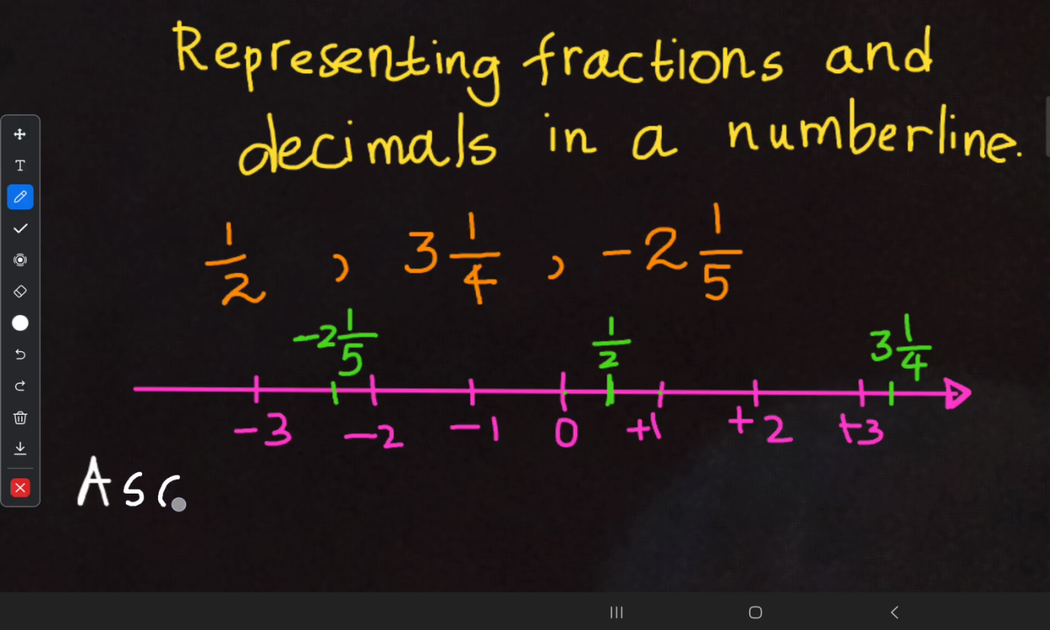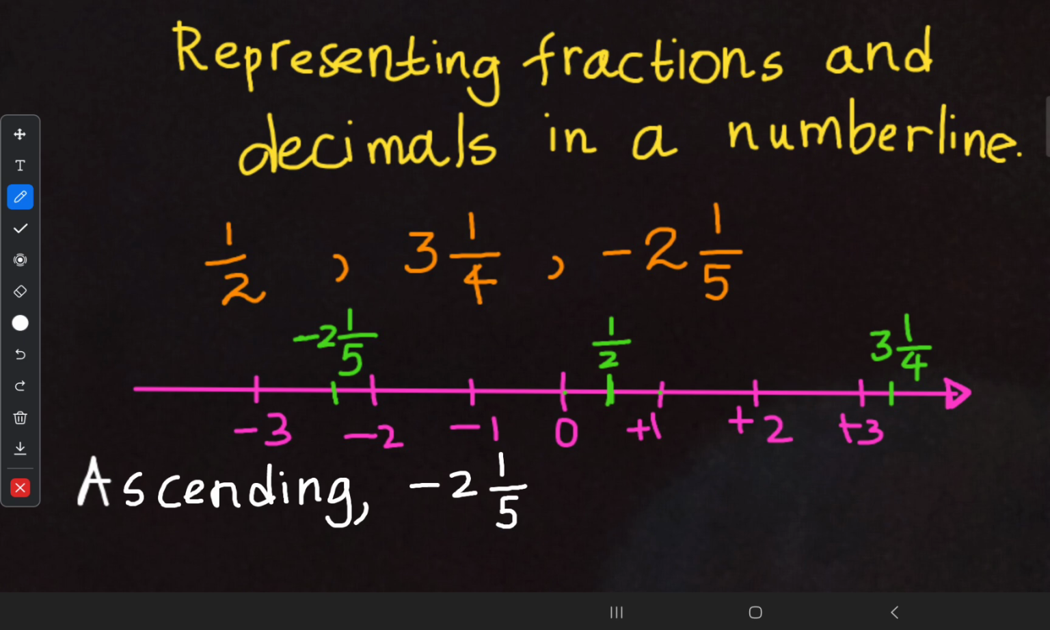In ascending order, we have to order the numbers from the lowest one to the highest one. The least one to the highest one, that is our ascending order. Amongst these three values, which is our least one? That is negative 2 into 1 upon 5.